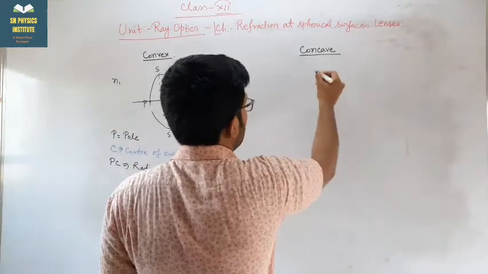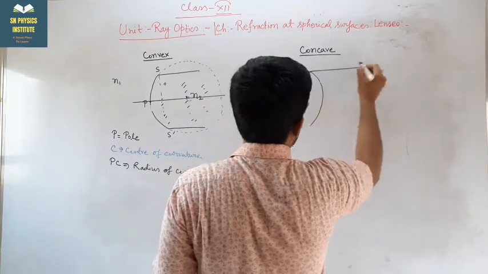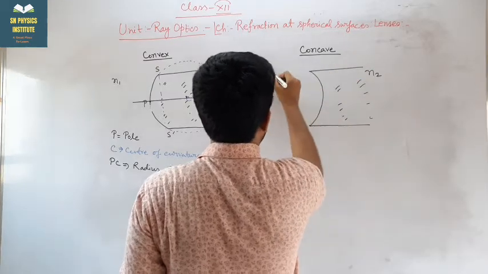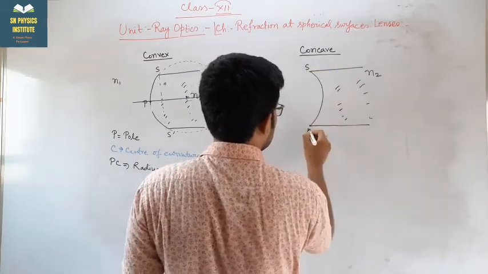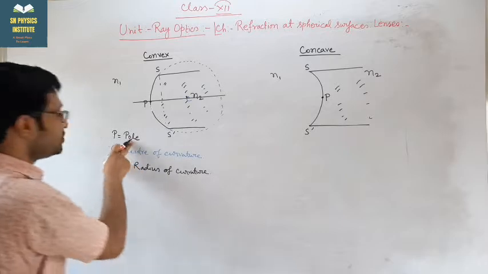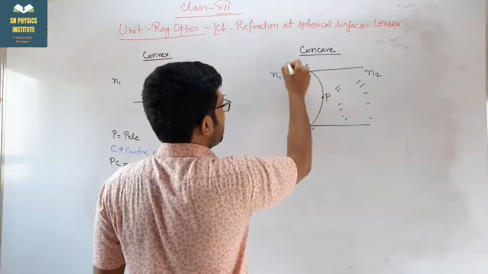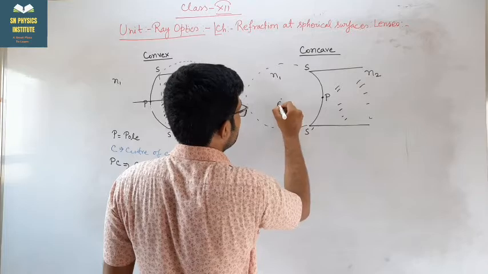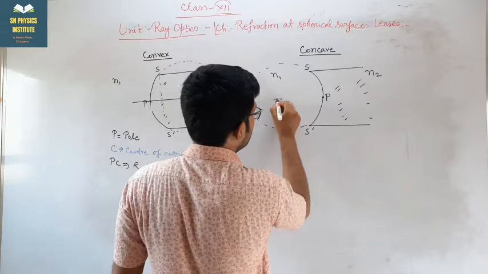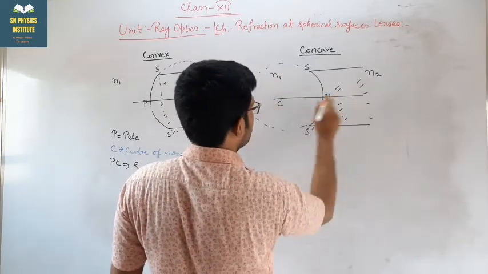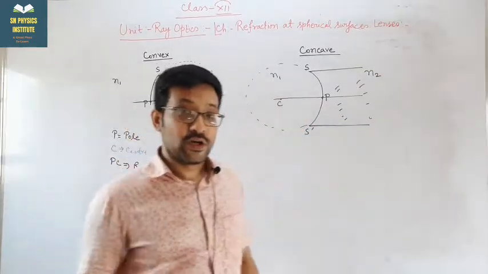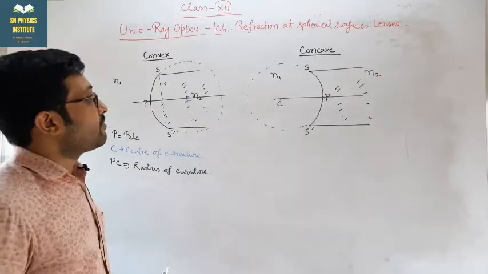Same way, what about the concave spherical surface? See here, this is the denser medium with refractive index n2, and the rarer medium has n1. This S prime is the spherical surface, and the middle point is known as the pole. It is also a part of a sphere. The center of the sphere is the center of curvature. If you join PC, this straight line is the principal axis, and PC is the radius of curvature. These are some definitions regarding spherical surfaces.